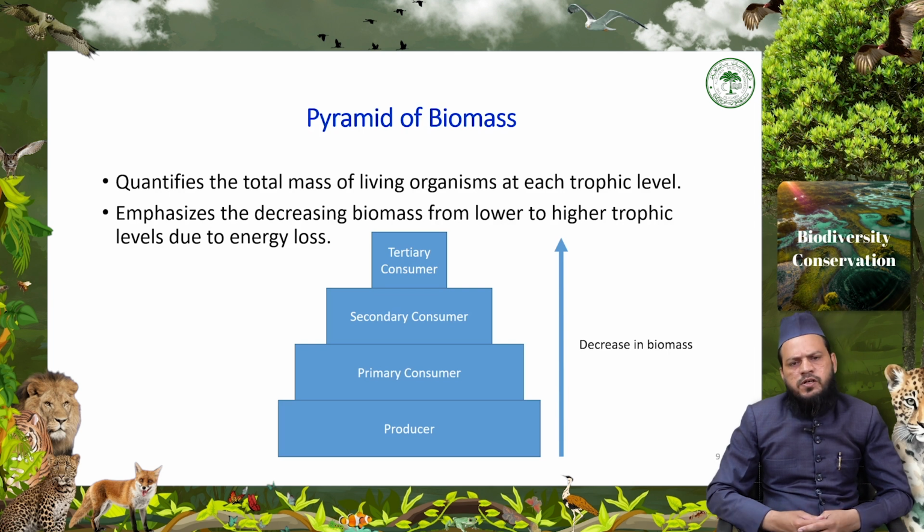This pyramid emphasizes the significance of biomass as an indicator of the quantity of living matter, showcasing the foundational role of primary producers and the subsequent reduction in mass as energy moves through herbivores and carnivores. In essence, the pyramid of biomass serves as a powerful tool for understanding the efficiency and dynamics of energy transfer within ecosystems, highlighting the fundamental interdependence of all living organisms within the intricate web of life.